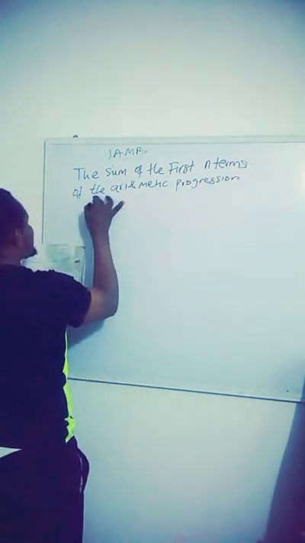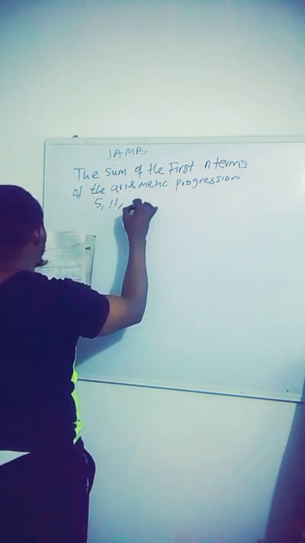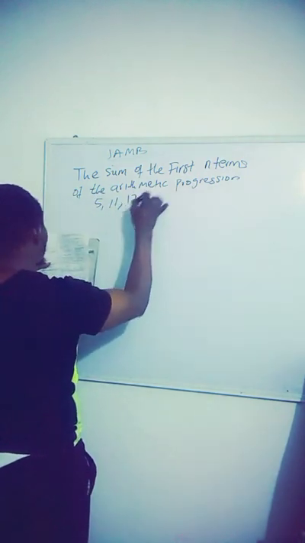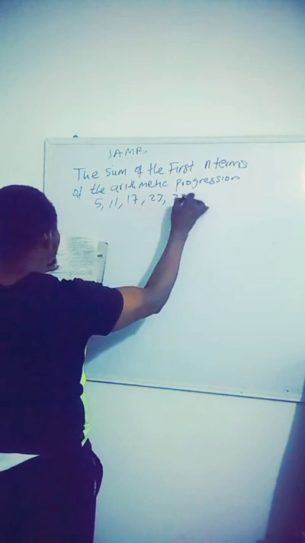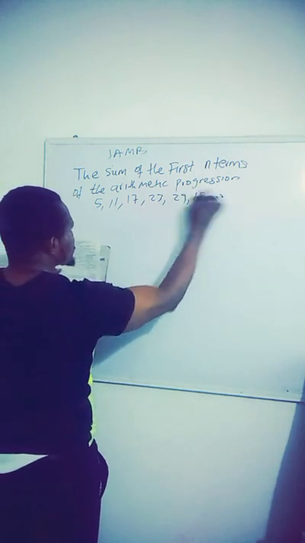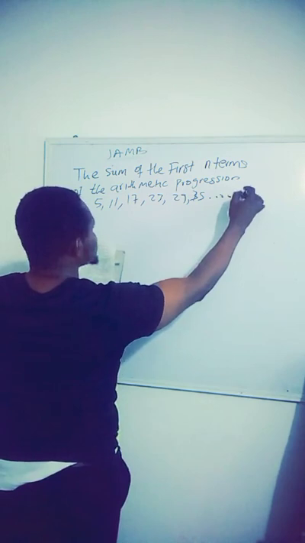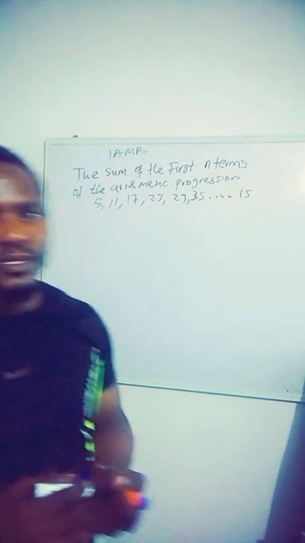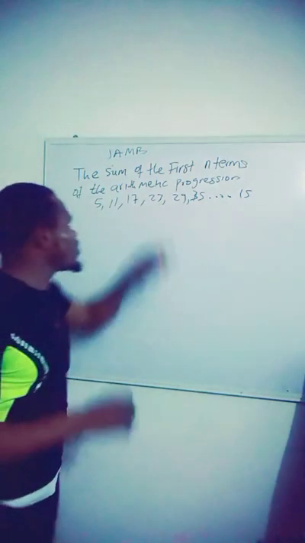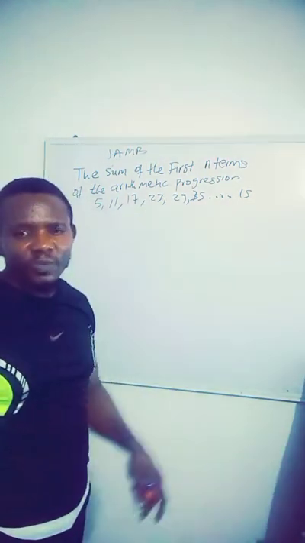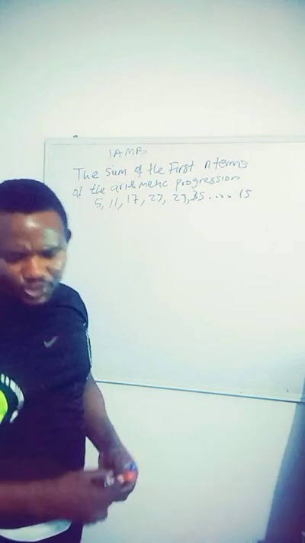Arithmetic progression 5, 11, 17, 23, 29, 35, and so on. We need to find the sum of the first n terms. Before you do this, you need to know the formula for the sum of an arithmetic progression.